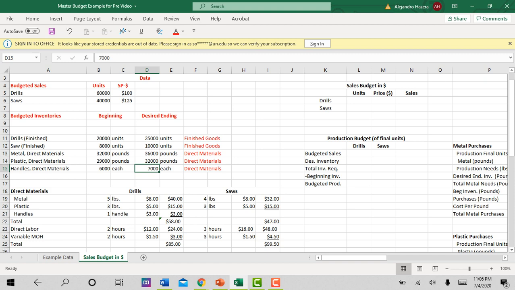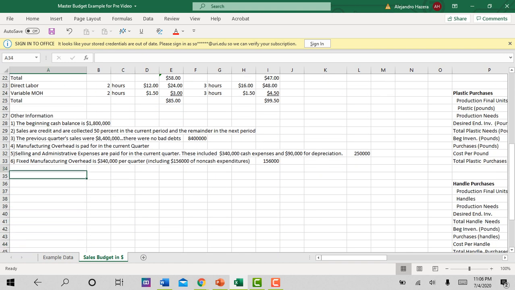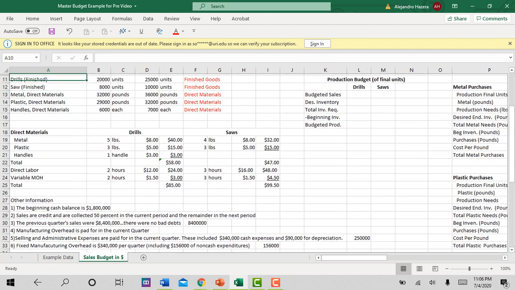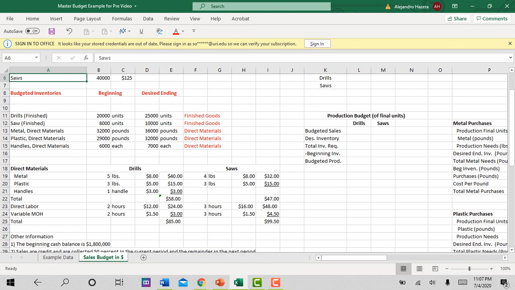Okay, now the next table here, we've got a few tables going down here. We've got a table and some assumptions here. Now, the next table here, in a sense, we may go through the chapter we're in, but these are basically per unit budgets that companies like to prepare. So up here, these are sort of aggregated budgets. Here's your total drills, these are total saws, these are your total metals that you have on hand, your total plastics, and your total handles.